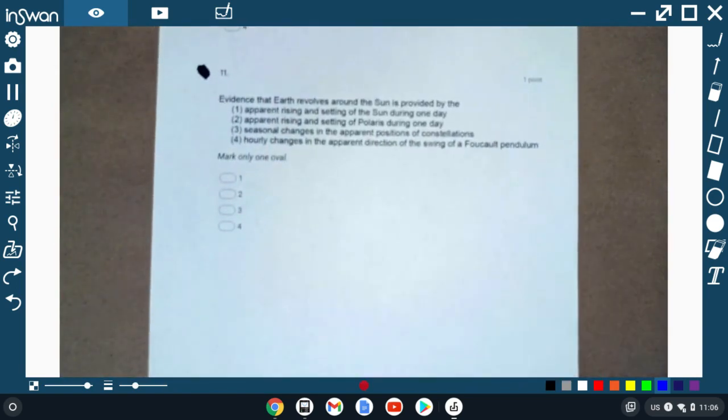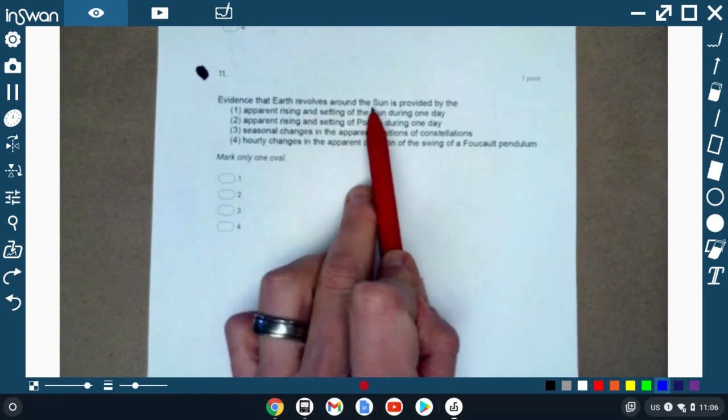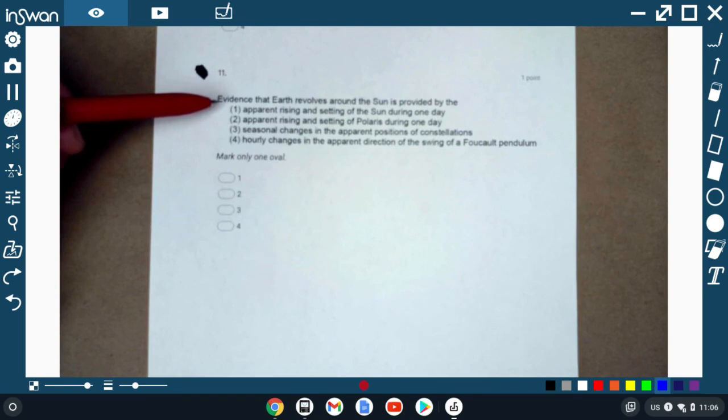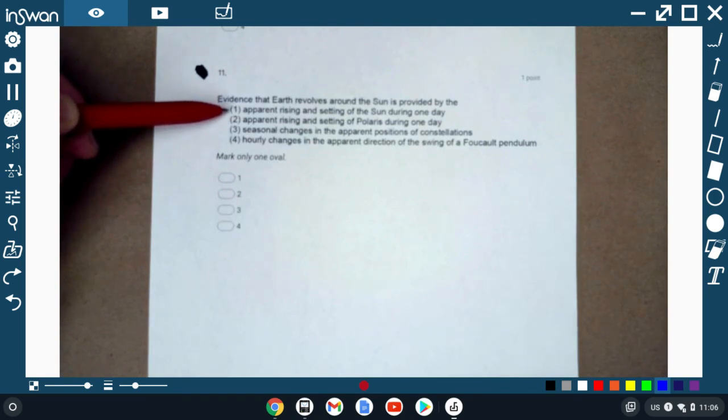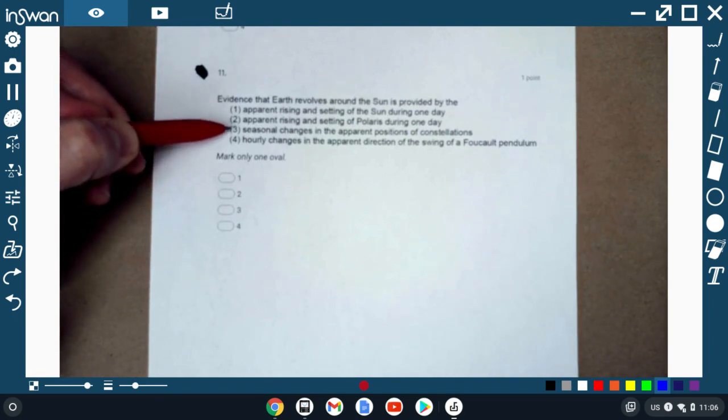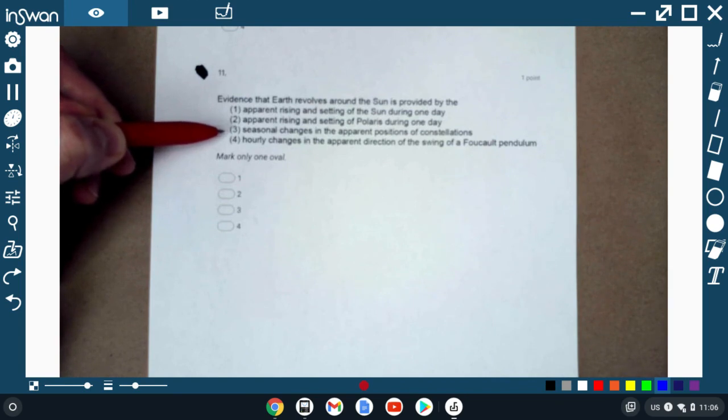Question number 11. Evidence that the Earth revolves around the sun is provided by, well, how do we know that the Earth is actually moving around the sun? What evidence do we have? The apparent rising and setting of the sun during one day. Well, that's not revolution, that's rotation, the Earth spinning. The apparent rising and setting of Polaris during one day. Again, that's rotation on its axis. Seasonal changes in the apparent position of constellations. Well, we do have seasons because Earth's axis is tilted and we're not in the same position, so we are going around the sun.